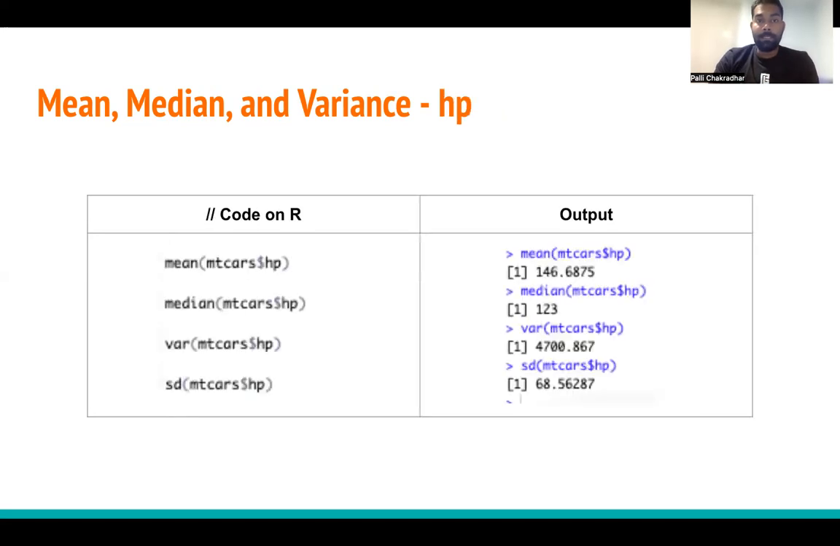Another way. Next, I've done it in a similar way for horsepower, where you can see the mean of horsepower is 146.68, the median is 123, the variance is 700.867, and the standard deviation, again the square root of variance, is 68.56. These are the commands in R, and I've got the output.